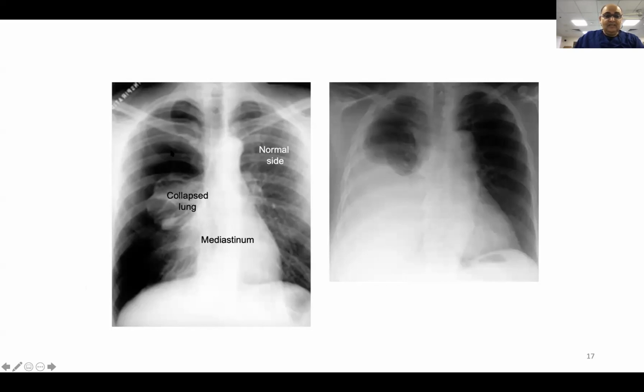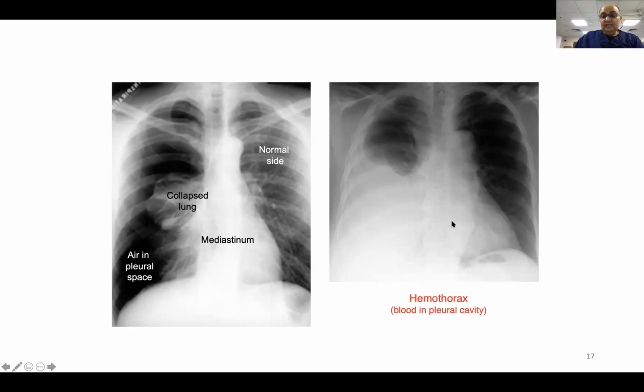So look at the color difference. This is the dark black area, and that is the air which has filled this space. This is a case of pneumothorax. Excellent. And these are those angles which I was talking about in the early part of my presentation, the costodiaphragmatic recesses.